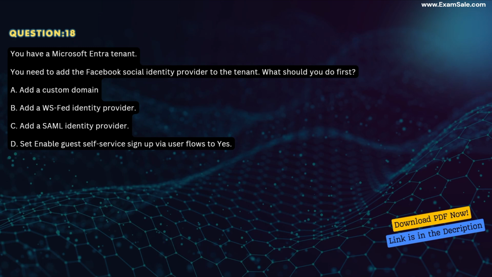Question 18. You have a Microsoft Entra tenant. You need to add the Facebook social identity provider to the tenant. What should you do first? A. Add a custom domain. B. Add a WS-Fed identity provider. C. Add a SAML identity provider. D. Set enable guest self-service sign-up via user flows to yes.